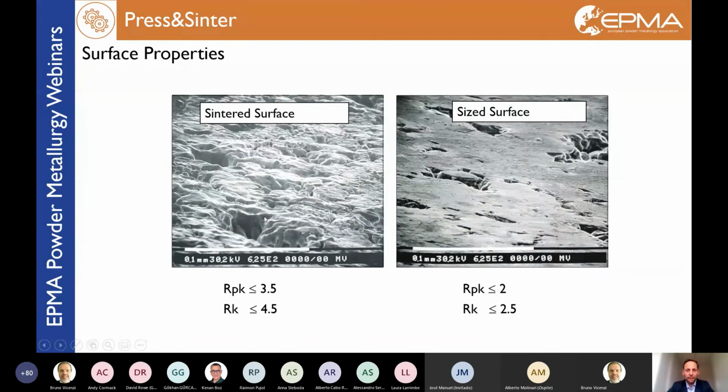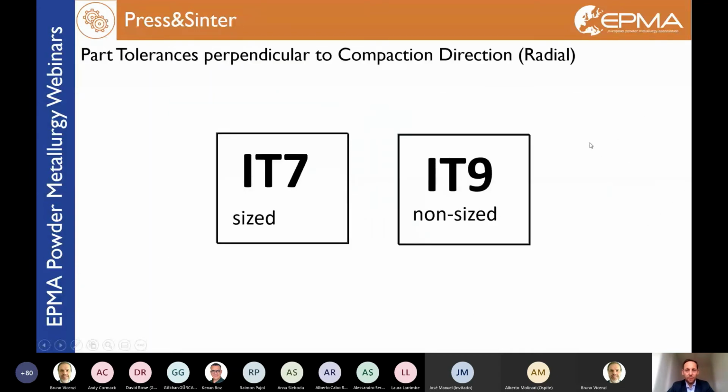Just some pictures of the surfaces after the sintering. You can see on the left hand side, and after the smoothing of the sizing on the right hand side, so you can imagine that this surface works much better on bearings and functional surfaces. And speaking of tolerances, keep in mind tolerance grade 9 for just pressed and sintered pads. And if I go into sizing, always speaking of the radial direction, I can realize tolerance grades from IT7.